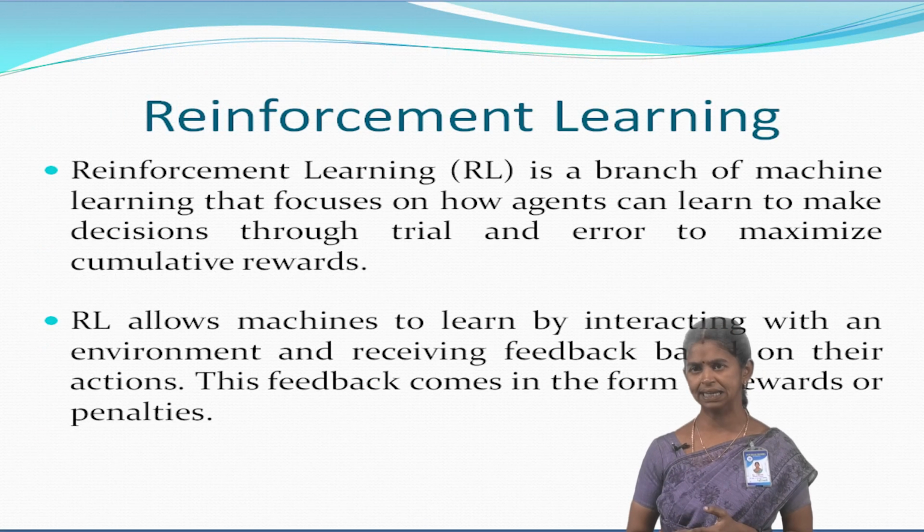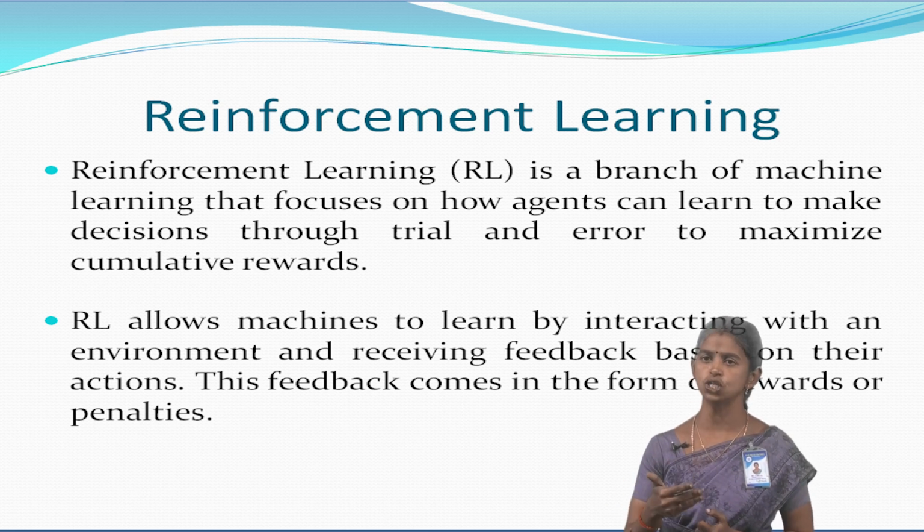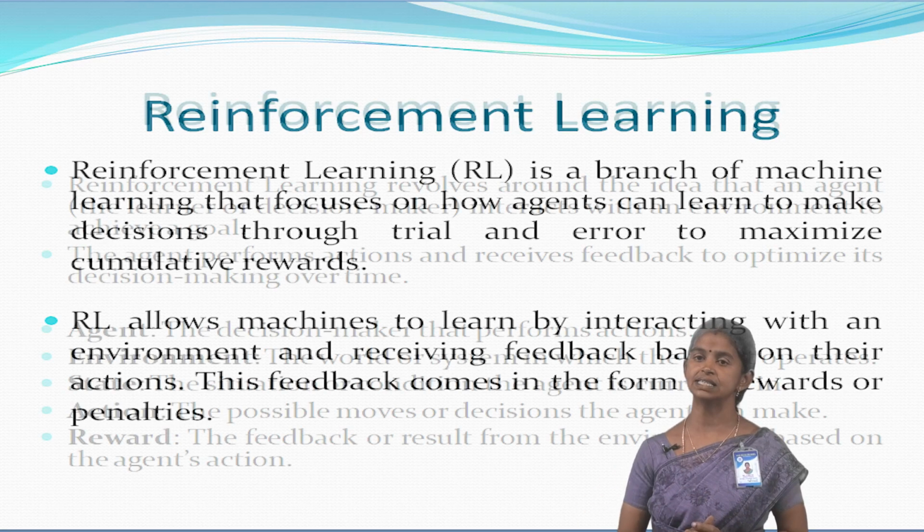Another one is reinforcement learning. It is a branch of machine learning that focuses on how agents can learn to make decisions through trial and error to maximize the cumulative rewards. RL allows machines to learn by interacting with an environment and receiving feedback based on their actions. This feedback comes in the form of rewards or penalties.